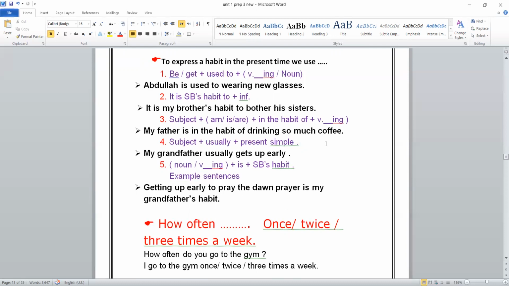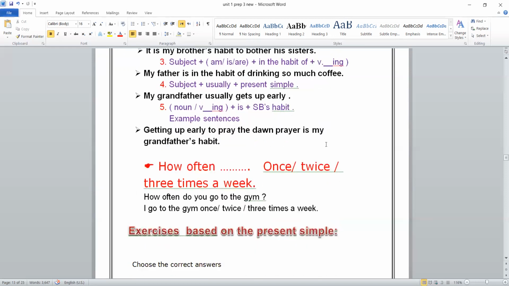Also we have noun plus verb ing plus is plus somebody's habit. Example: getting up early to pray the dawn prayer is my grandfather's habit.